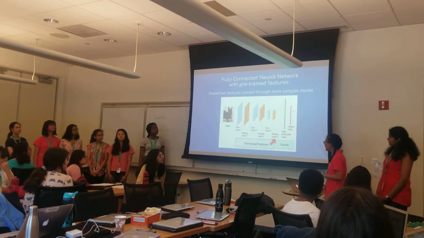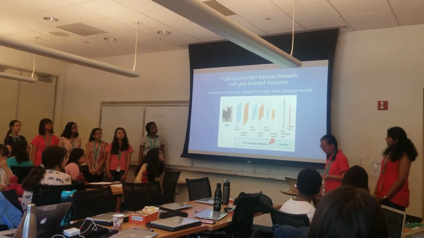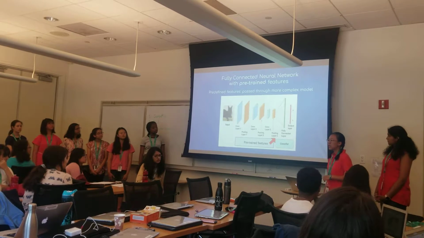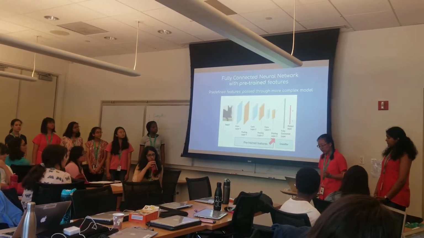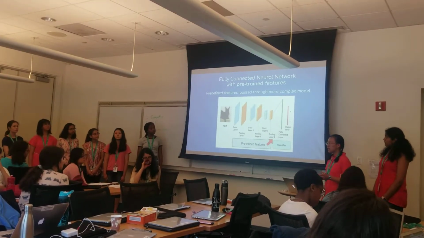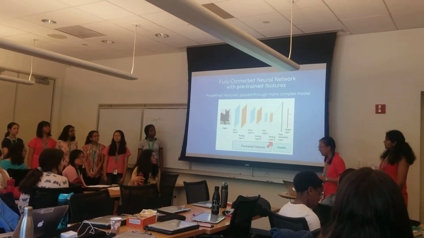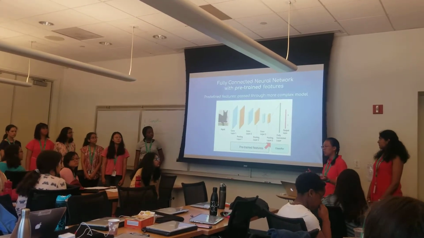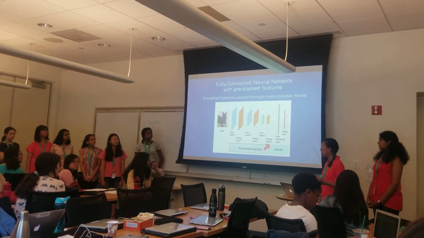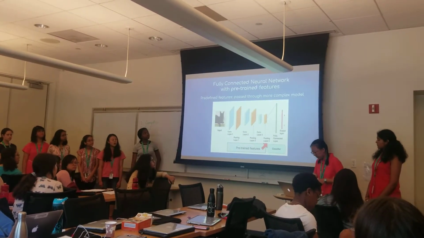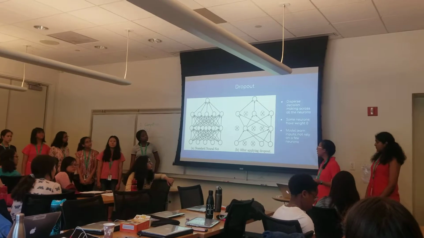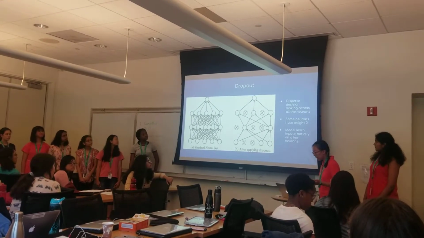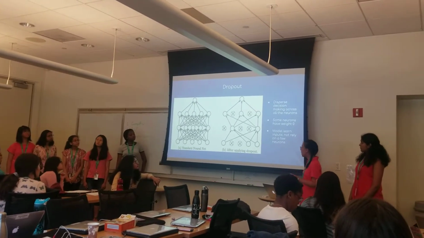So we trained a fully connected neural network with pre-trained features that had already been passed through a more complex convolutional model. In our first tries, we decided to first overfit our fully connected neural net to see whether the model was working and if it was actually training and learning features. So after our model started to overfit, we decided to implement dropout.